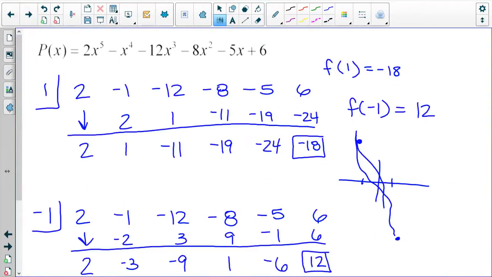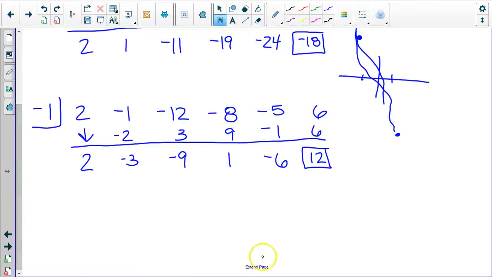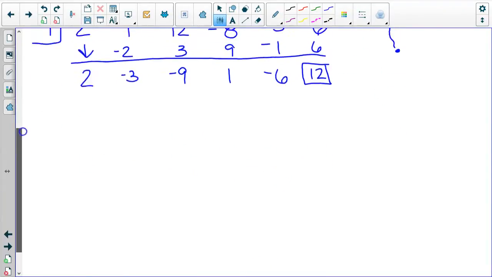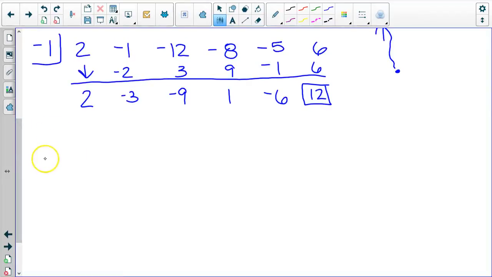Which one do y'all want to try? The positive or the negative? I heard choices for both. Okay, most of you said positive that I could hear, so that's what we're going to do.